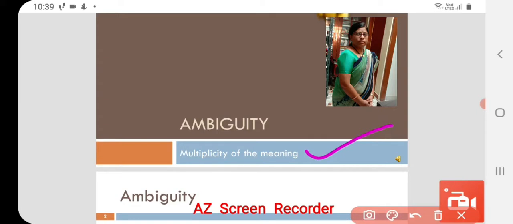When a word or a sentence or a clause or a phrase has more than one meaning, it is known as ambiguous. A word is ambiguous in case it has multiple, more than one meanings, right? And this ambiguity is very interesting to study.